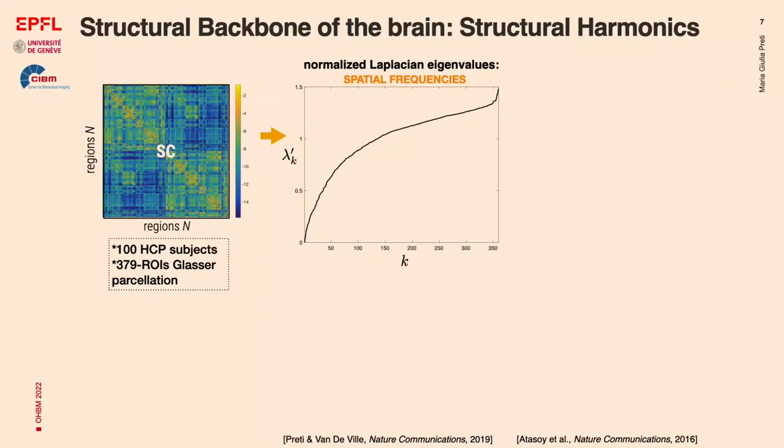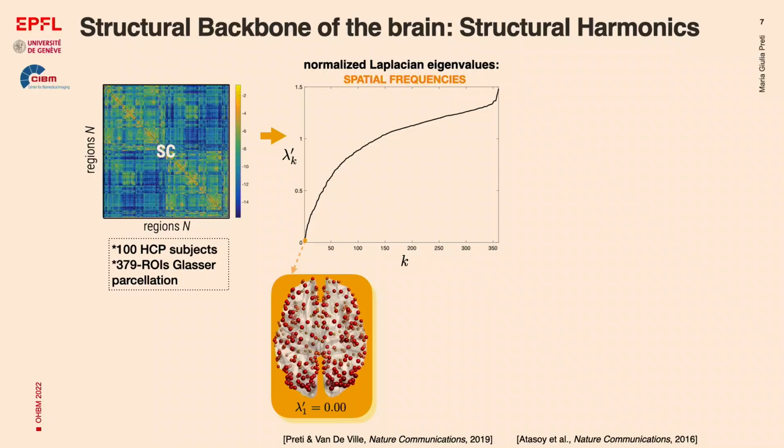Let's see what structural harmonics look like, because they're very different from functional ones as they reflect structural connectivity. The first one is spatial frequency 0. Eigenvalue 0 corresponds to a constant pattern, no variation across the brain. So we have our constant pattern throughout the brain. It's a bit like the DC of your decomposition if you think about it in signal processing terms.